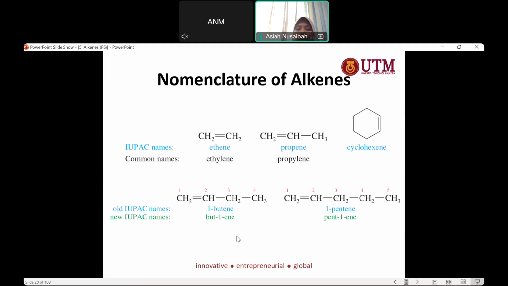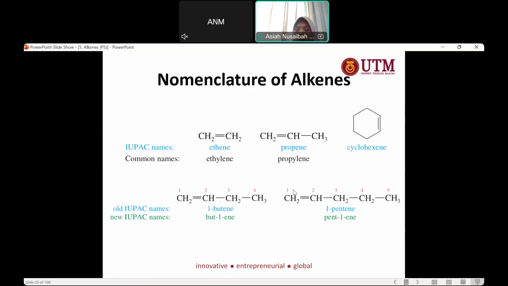But in the new IUPAC name, we put the number in between the prefix representing the number of C, and then we put the number, and then we end with ENE representing alkene. So we have here but, which means 4C. Then we put the number where the double bond is present, which is C1. So but-1-ene, since it's an alkene.